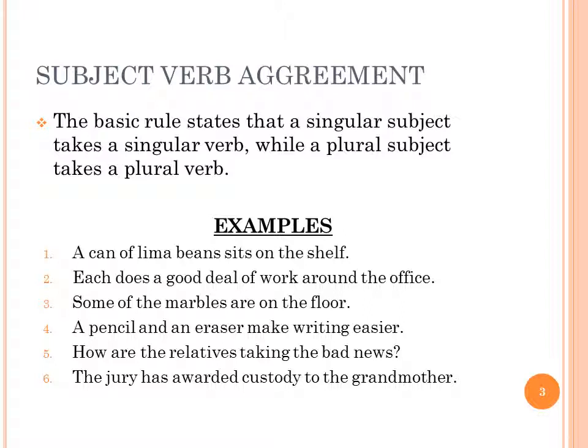There are different types of verb agreement. A phrase or clause between subject and verb doesn't change the number of the subject. They still must agree, whether it be plural or singular.